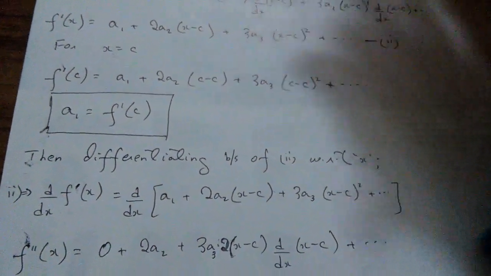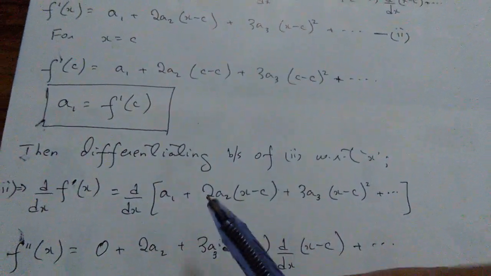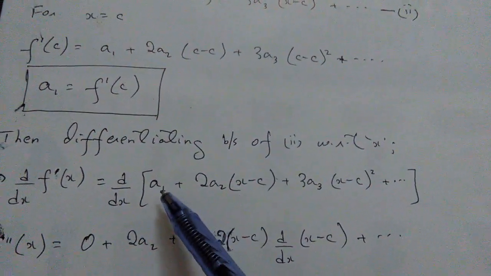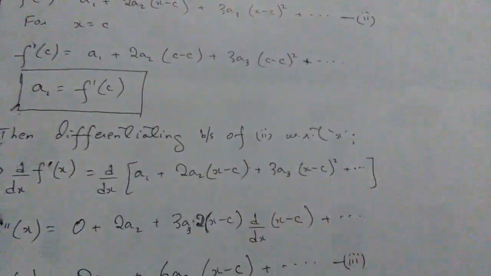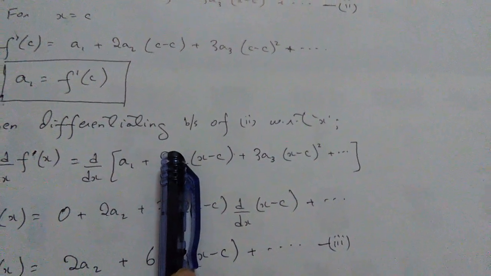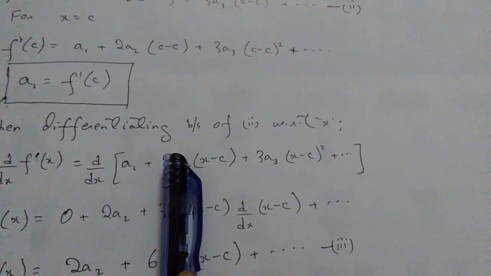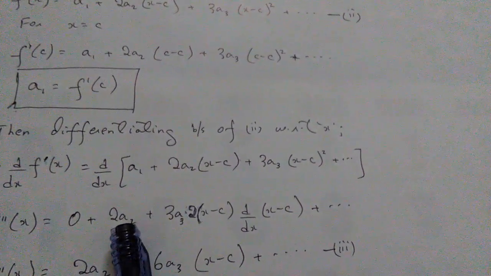And now we just got this once after differentiation. The derivative of a1 is 0. Derivative of x minus c, because you see this is a constant number, so you just keep it out of the operator. So the derivative of x minus c is nothing but 1. So 1 gets multiplied with 2a2, it gives you 2a2 here.